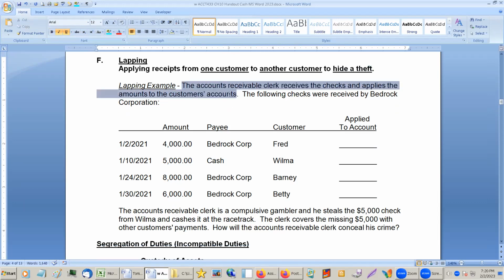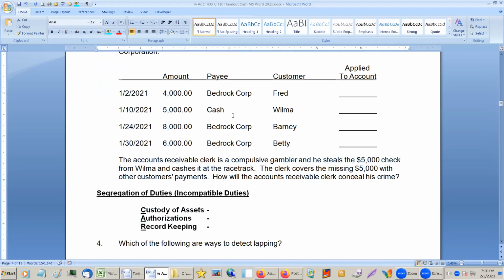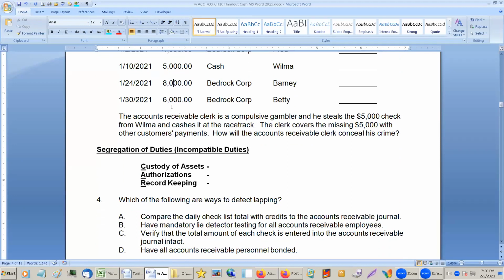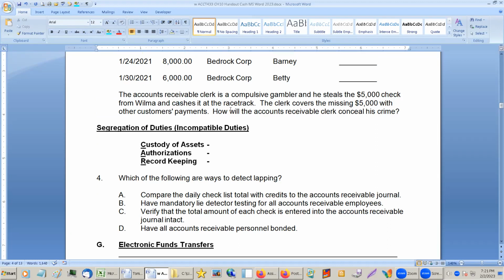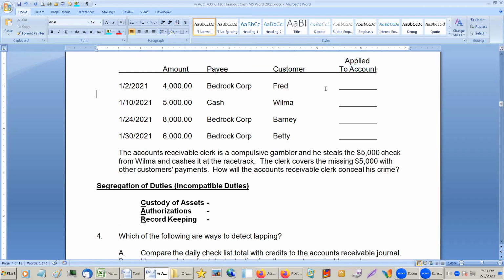Okay. The accounting clerk receives the checks and applies the amounts to the customer's accounts. The following checks were received by Bedrock Corporation. So here's Fred, here's Wilma, here's Barney, here's Betty. All right, unfortunate situation. The accounts receivable clerk is a compulsive gambler and he steals the $5,000 check from Wilma and cashes it at the racetrack. The clerk covers the missing $5,000 with another customer's payment. How will the accounts receivable clerk conceal this crime? Okay, so this first one is pretty straightforward. The check is from Fred to Bedrock Corporation, so they apply the entire amount to Fred's account. Fred's happy.